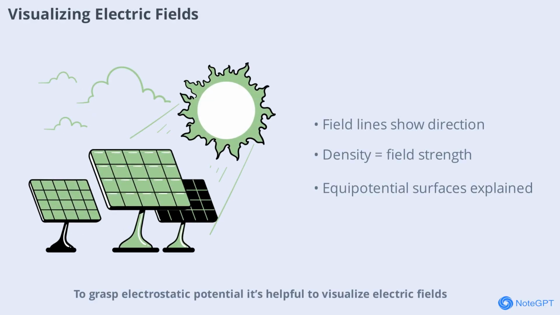To grasp electrostatic potential, it's helpful to visualize electric fields. Electric fields are regions around charged objects where other charges experience a force. Picture lines radiating outward from a positive charge or converging toward a negative charge. The density of these lines indicates the field's strength. The closer the lines, the stronger the field. This visualization allows us to see how potential changes from one point to another. Electric field lines and equipotential surfaces are key tools for understanding how charges interact and how potential differences arise.